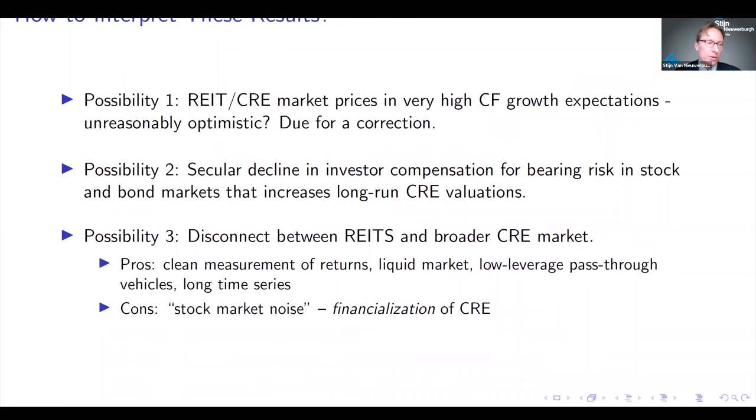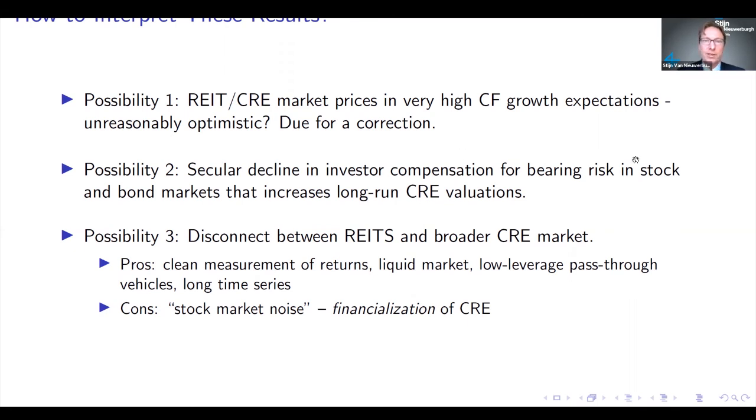So to summarize, what the model says is that REIT, or maybe by extension commercial real estate market prices, are very high, and they imply very high cash flow growth expectations, which suggests that they might be unreasonably optimistic, and that the REIT market might be due for a correction. This might be true, by the way, of the overall stock market and bond market as well, all of which are expensively valued right now.